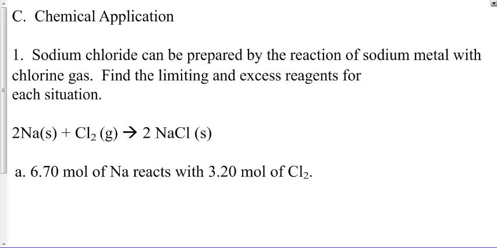Sodium chloride can be prepared by the reaction of sodium metal with chlorine gas. Find the limiting and excess reagents for each situation. We're going to follow the same steps that we did with the ham and sandwich situation. We're just going to use our chemicals instead.